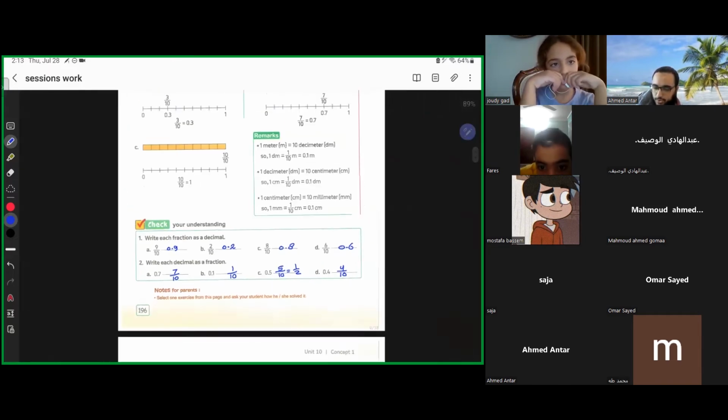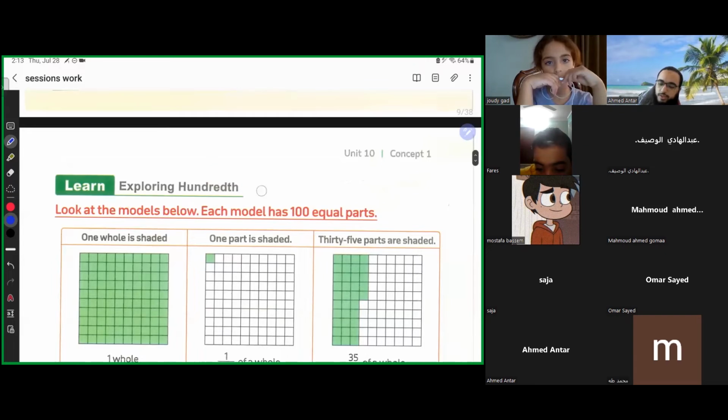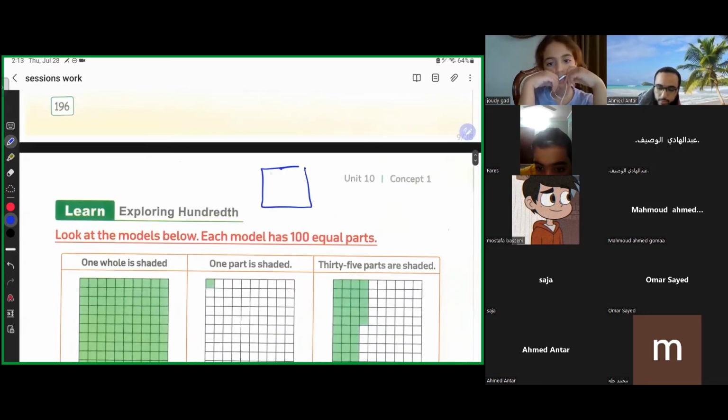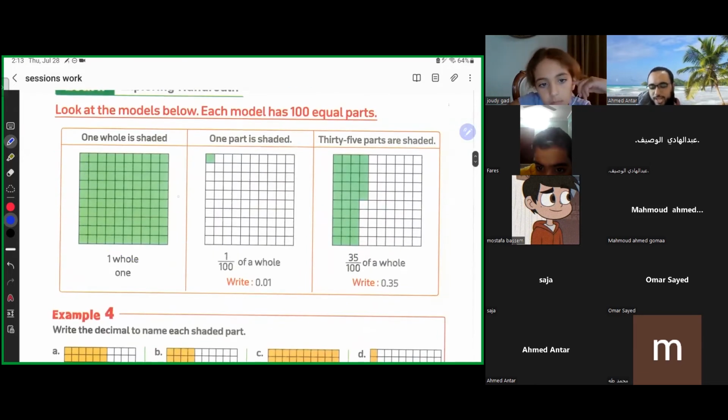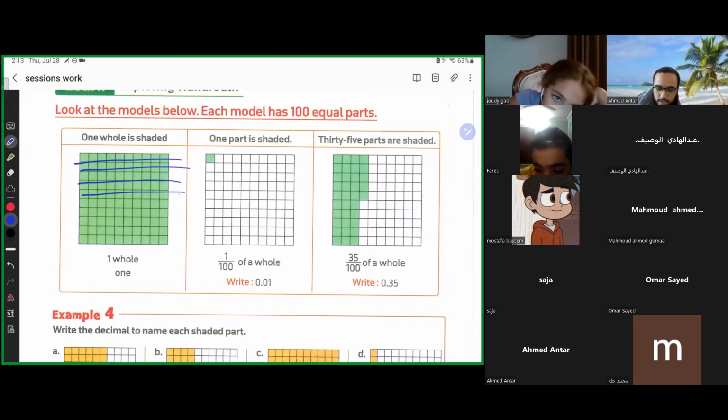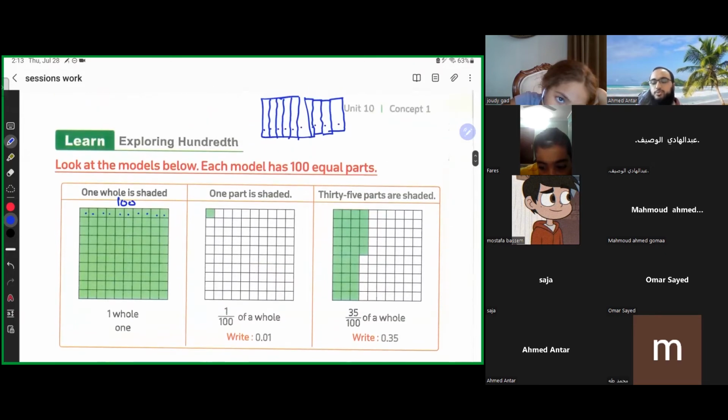Right now, let us explore the hundredths. In the tenths, we divided the shape into 10 parts, 1 to 10. These are the tenths. In the hundredths, we divide the shape into 10 parts horizontally and 10 parts vertically. If we count all of these small squares, we get 100 parts, and this is why we call it hundredths.